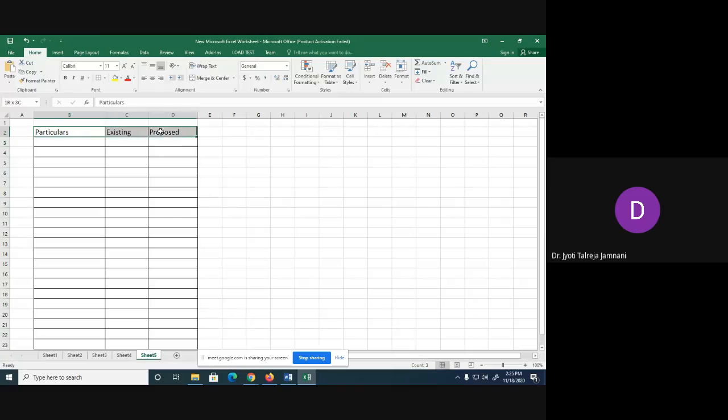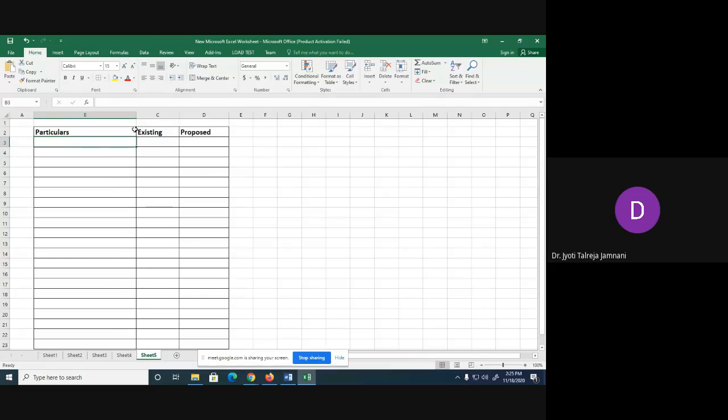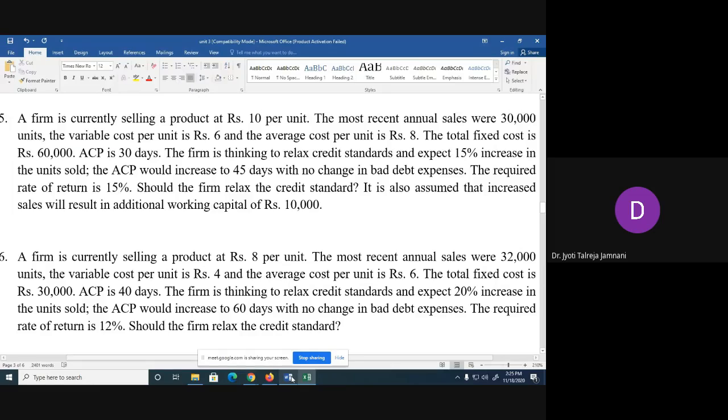Okay, so you have particulars, and for the amount column, we have existing and proposed, two amount columns. Whenever we prepare an income statement and we find what is happening to the profitability, we always start with sales. Now understand this question first. The company is trying to relax its credit standard. So they're asking, should the firm relax its credit standard? And if yes, what would be its impact is what we have to tell. So we have to give a reason as to why we are asking them to relax. So we'll start preparing the income statement. Along with it, I'll also show you one or two working notes which are important.